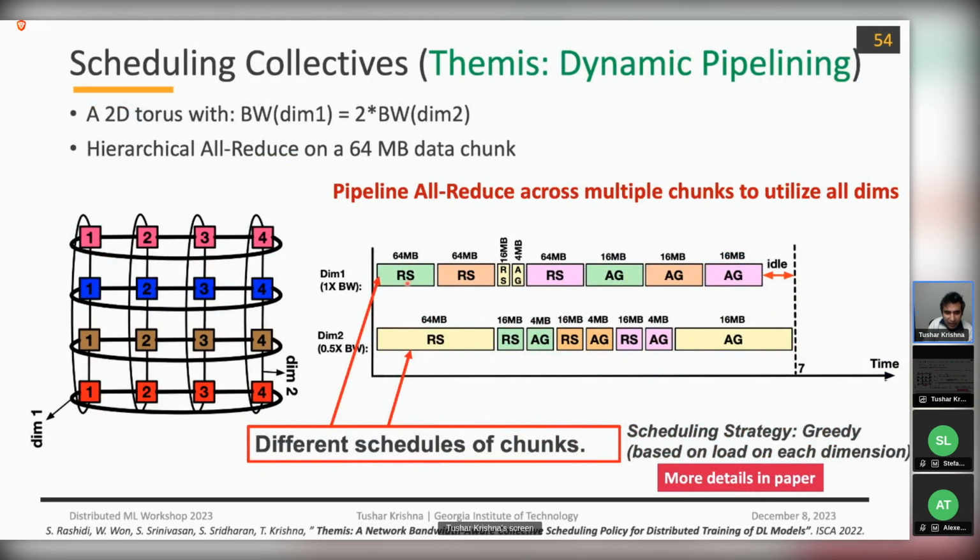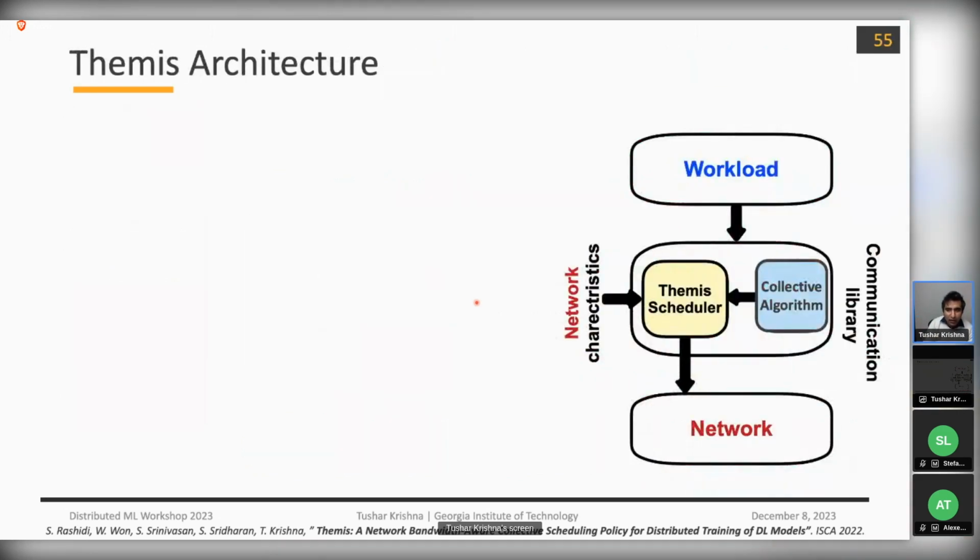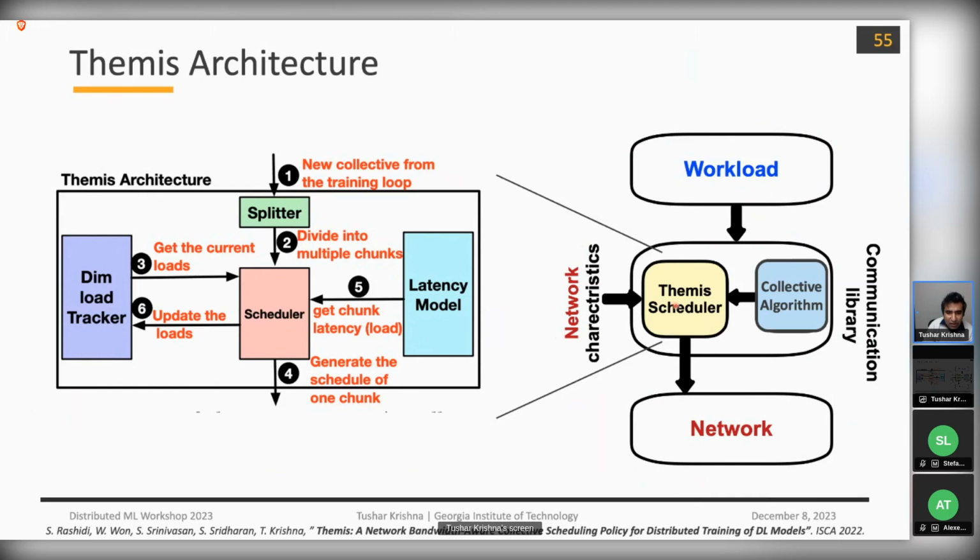Okay, so just to kind of, again, repeat the point so that it's clear. Instead of doing the all reduce in a very static manner across a multi-dimensional topology, the basic idea is simply to come up with a greedy scheduling. And so this is the overall architecture of the Themis system. So this is the collective library with the algorithm. We have our own custom scheduler now, which essentially tries to measure the load of the network in each dimension.